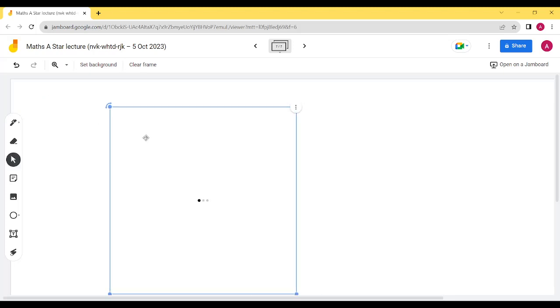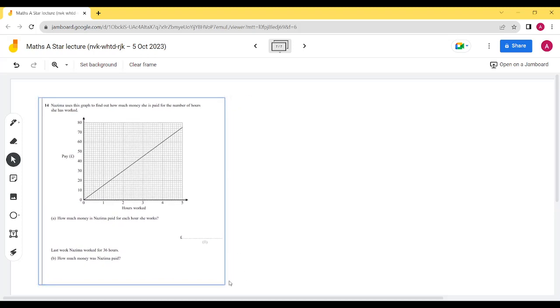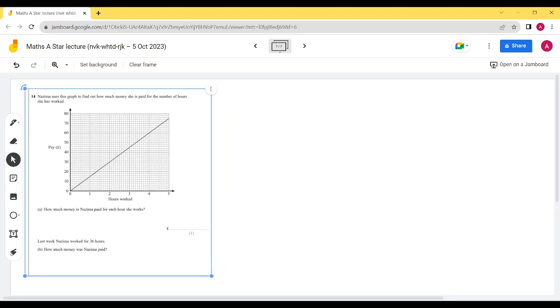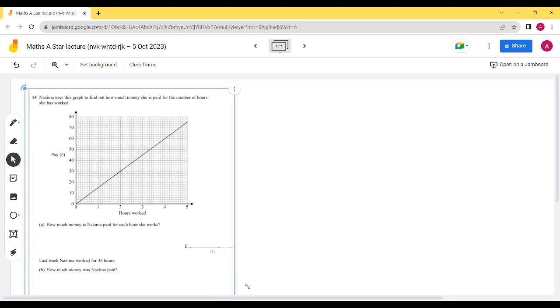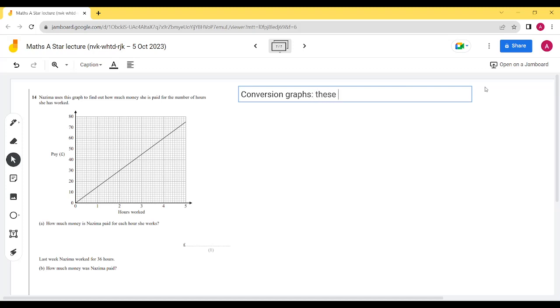All right, so next graph we're going to look at here is known as a conversion graph. Exactly, and these are used to compare two measurements.